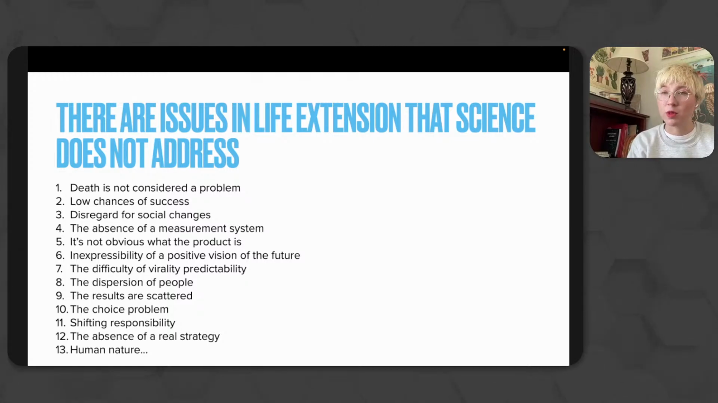We have a choice problem. We have a lack of strategy problem. We will face human nature. So stuff like that. We face a lot of things that science does not address. Scientists do not address, though it affects their work dramatically as well.